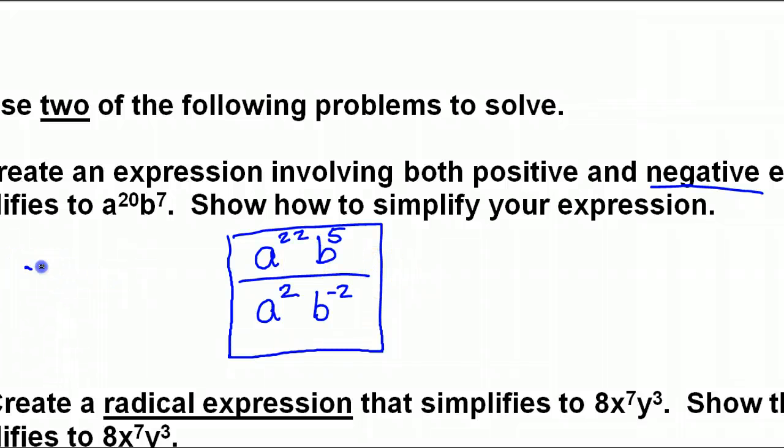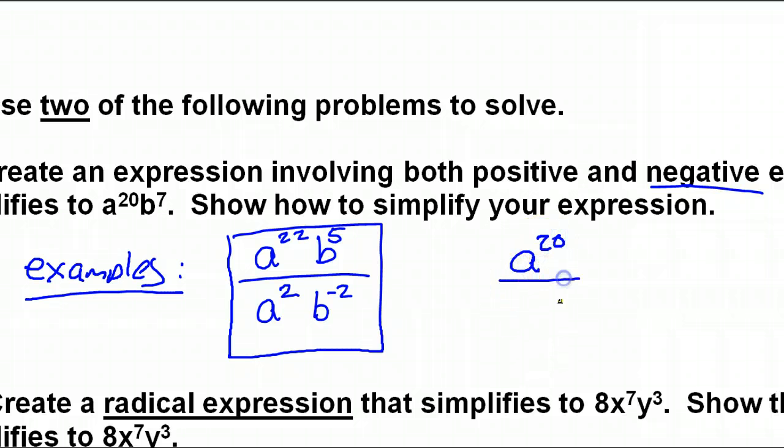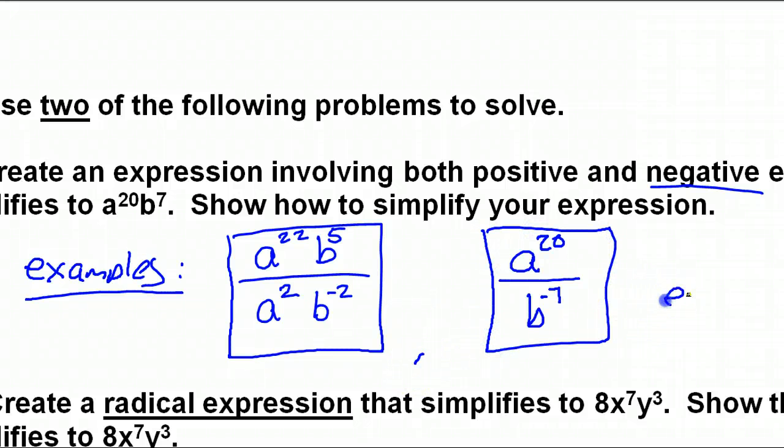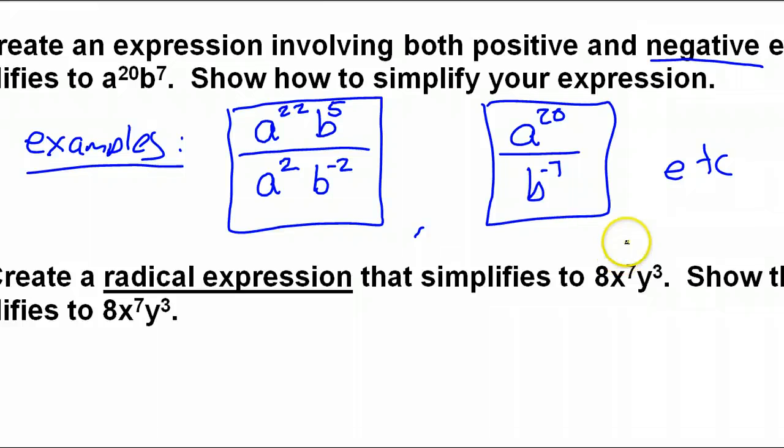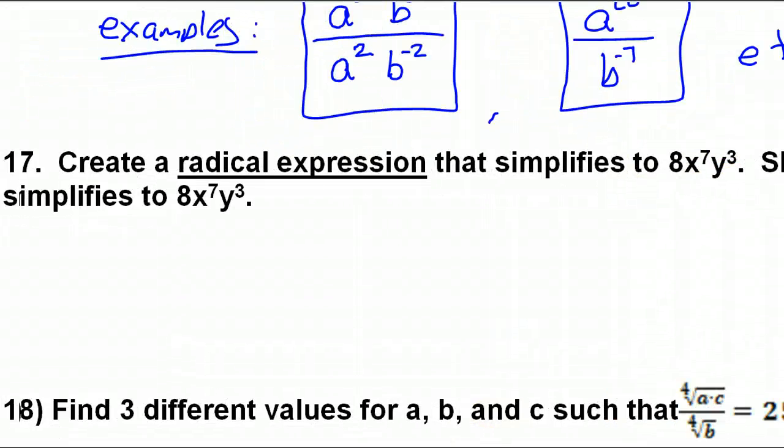So I'm just going to write examples. What did I say before? Simply a to the 20th over b to the negative 7th. Alright, let's see what's next.